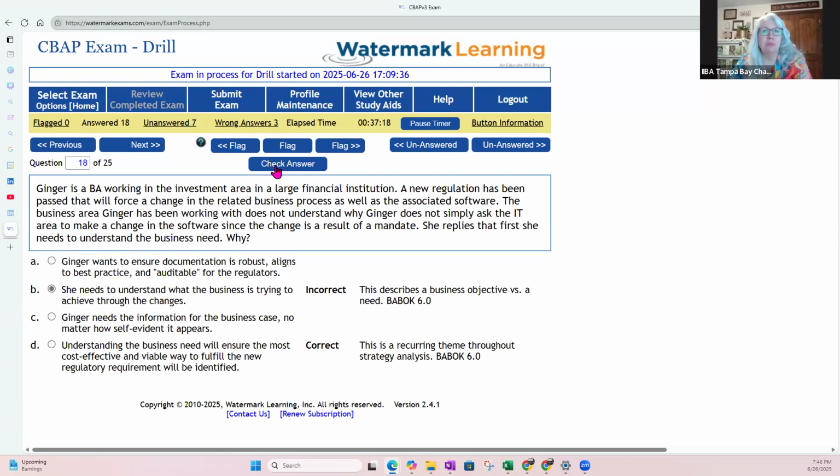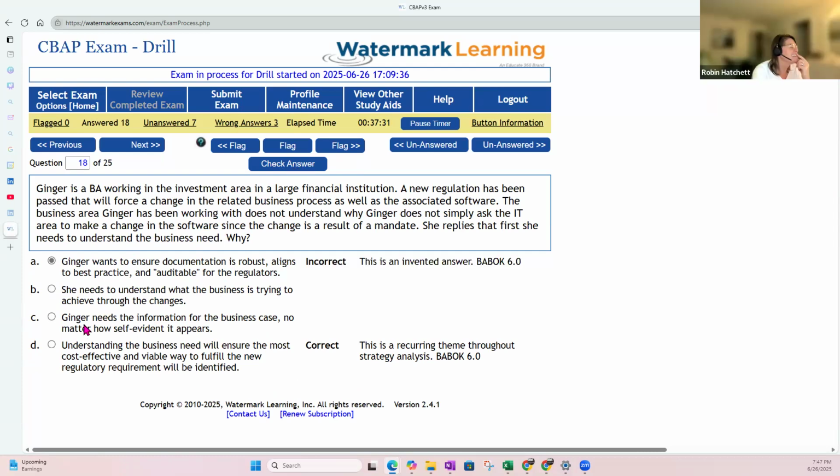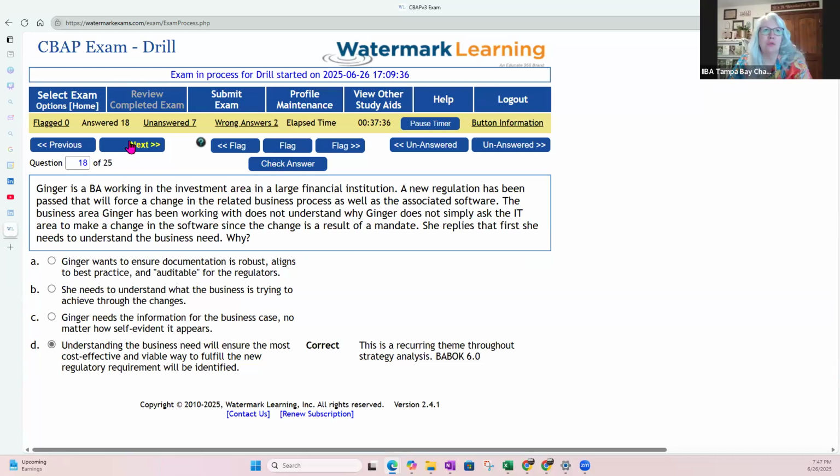This describes business objectives versus a need. She wanted to understand the business need here. So that explains that one. And this is an invented answer. It looks really good though. Okay, but we got to the correct answer through your reasoning.